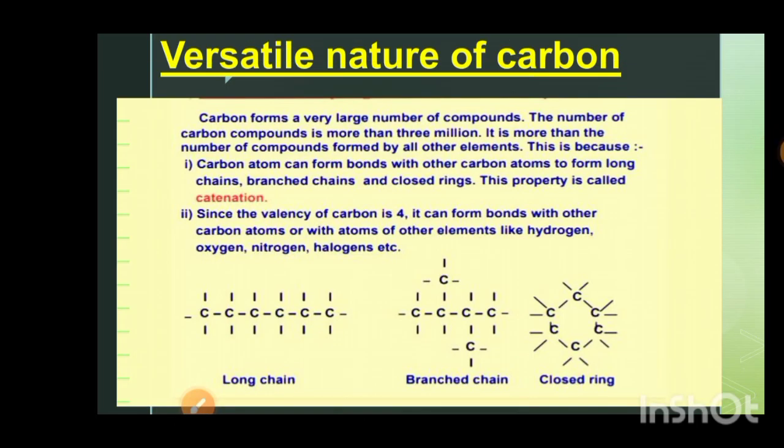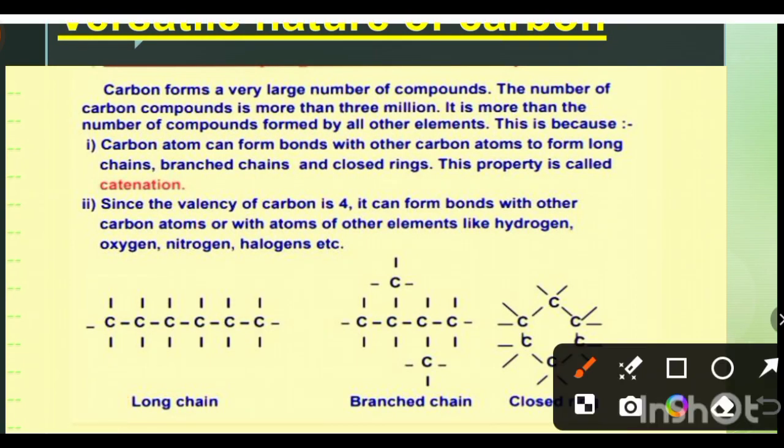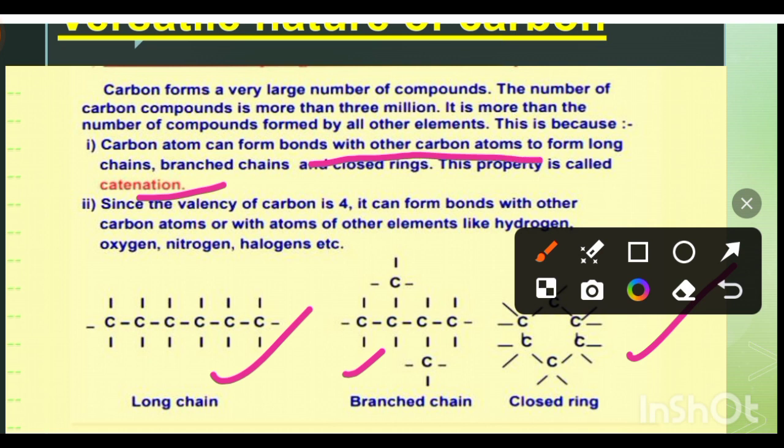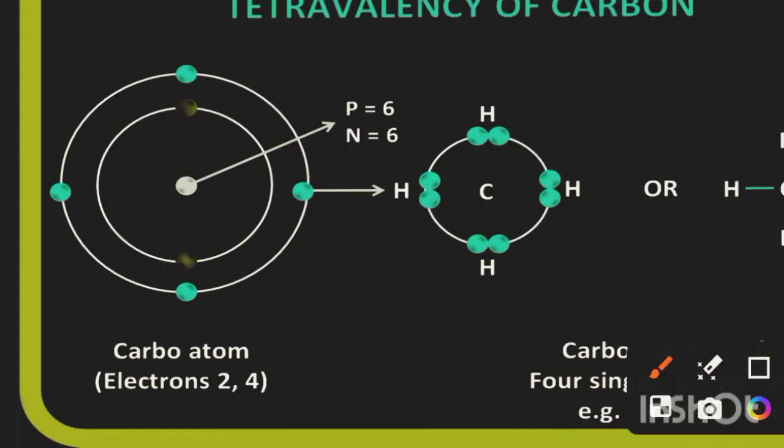Now next, the versatile nature of carbon. Carbon shows tetravalency. The versatile nature of carbon means carbon forms catenation. Catenation means carbon has the ability to form long chains, branched chains and closed chains. So it is known as the property of catenation. Carbon atoms can form bonds with other carbon atoms to form long chains. Tetravalency means carbon forms 4 bonds to make a stable compound. This is another property behind the versatile nature of carbon.